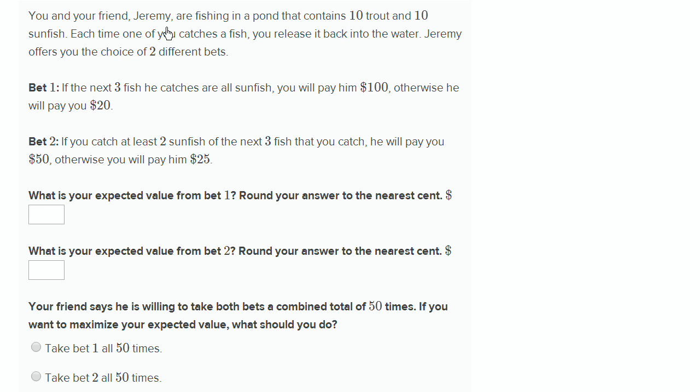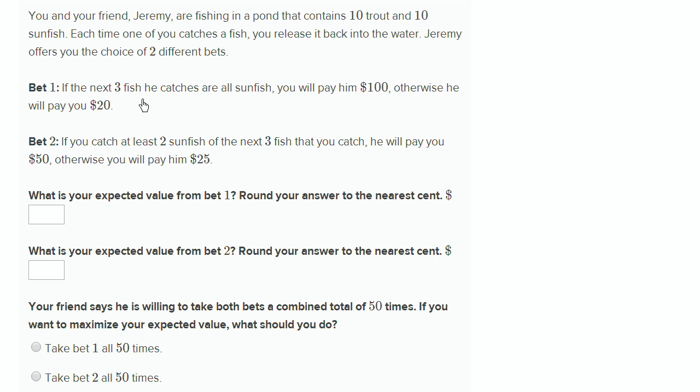You and your friend Jeremy are fishing in a pond that contains 10 trout and 10 sunfish. Each time one of you catches a fish, you release it back into the water. Jeremy offers you the choice of two different bets. Bet number one. We don't encourage betting, but I guess Jeremy wants to bet.